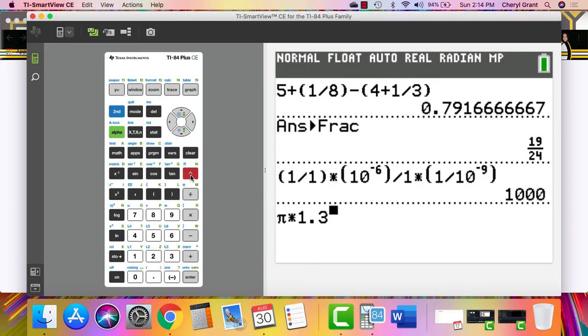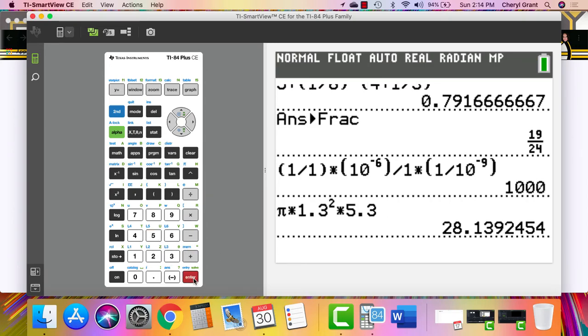1.3 squared. Now to get out of the exponent up at the top, I would just arrow over and it would drop back down. And then we're going to multiply that by the height, which is 5.3. And then I'm going to hit enter, and it gives me my answer of 28.139245. And the calculator went out a little bit further, but we don't need to go out that far. So there's your answer. Keeping in mind the calculator doesn't show your units, so you have to know that your units in this case is inches cubed.